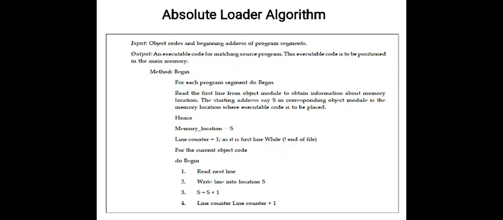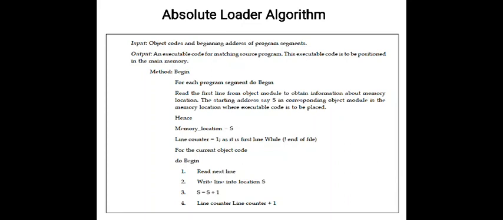The starting address, say we label it as S, in the corresponding object module is the memory location where the executable code is to be placed. Hence, the memory location is written in the algorithm as memory_location equals S, and the line counter is set to 1 as it is the first line, while you loop until you encounter the end of the file.